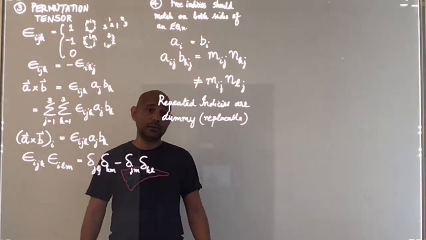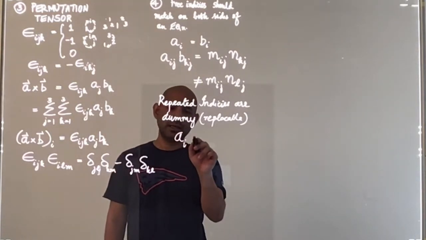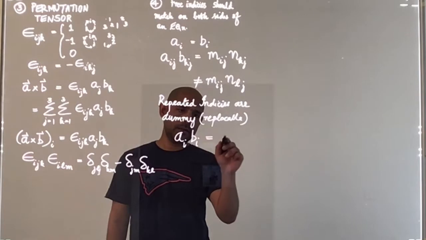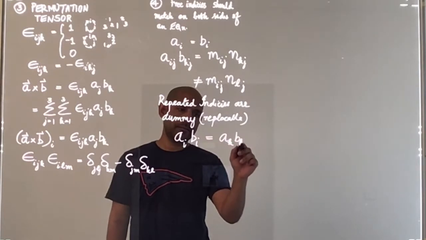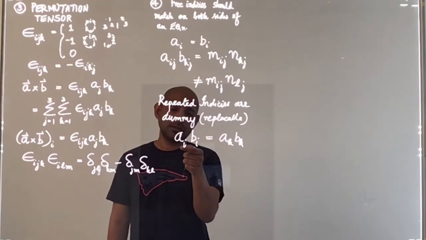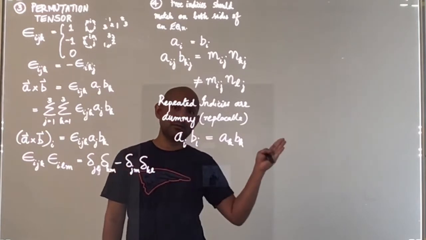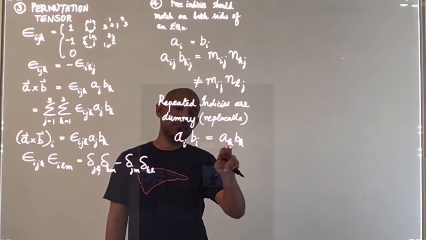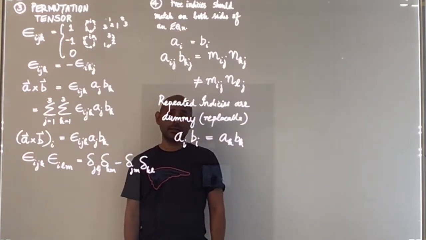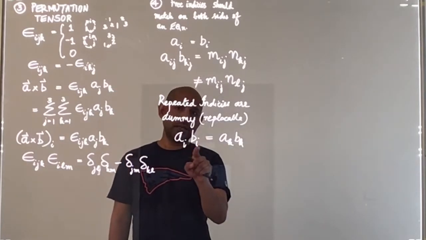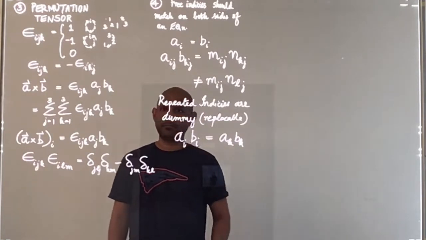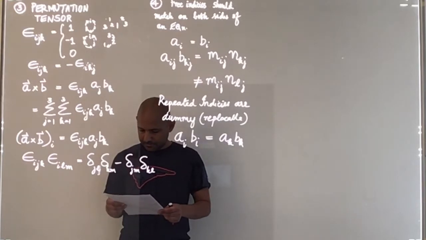Okay? Which means if you have an expression a_i b_i, now it is okay to say it's a_k b_k. Why? Because they represent a sum. So they're going to be summed up. This is just a placeholder to say i will always go from 1 to 3. This is a placeholder to say k will always go from 1 to 3. So in this case, this expression is valid. So when you have a repeated index, you can replace it with whatever you want, as long as you replace both of them.